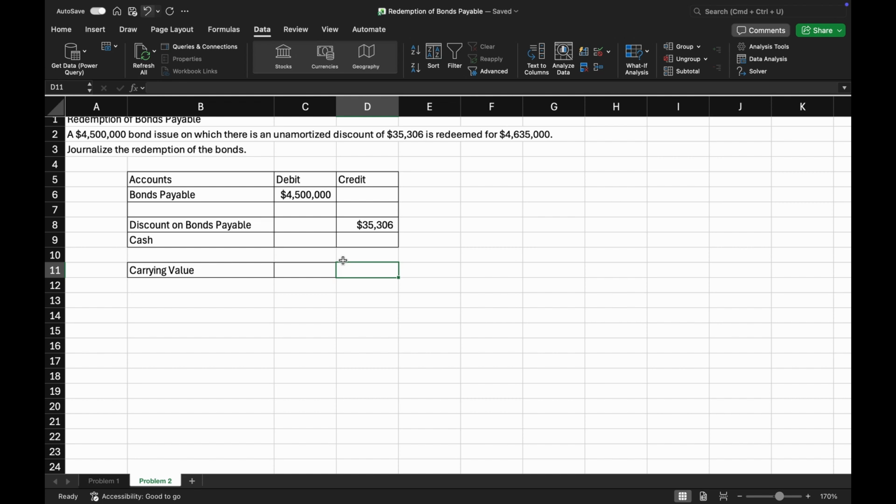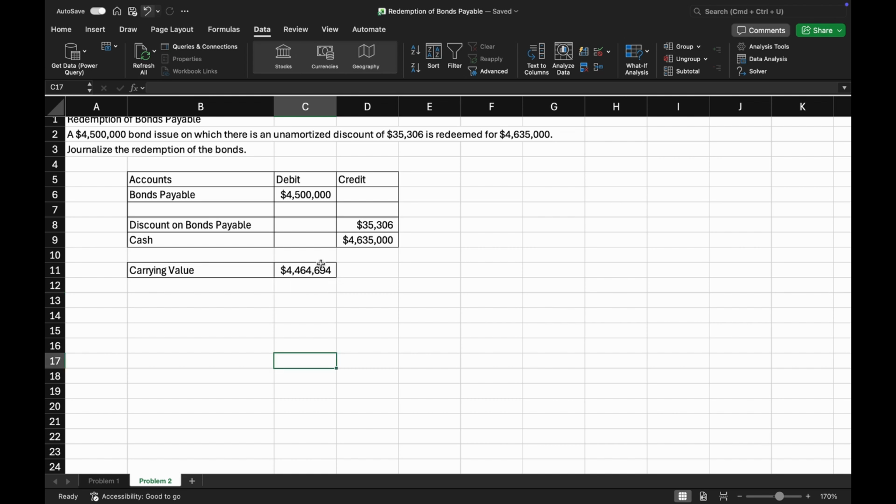For the cash account, we know that the bond is being redeemed at a price of $4,635,000, so we can put this as the credit to the cash account, $4,635,000. Finally, for the gain or loss on bonds payable, we must first find the carrying value of the bond. This is done by subtracting the discount from the face value. In this case, that'll be $4,500,000 minus $35,306, which comes out to a carrying value of $4,464,694.